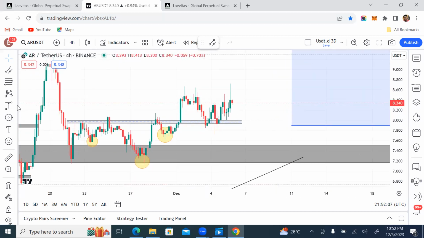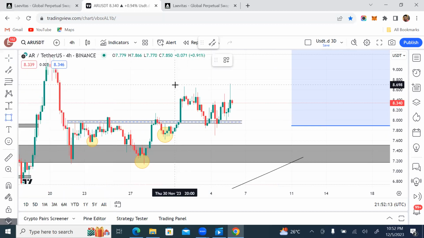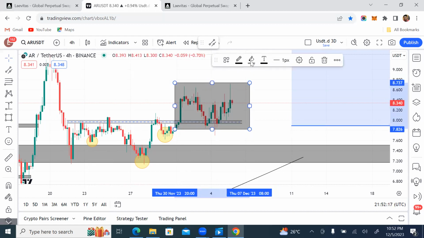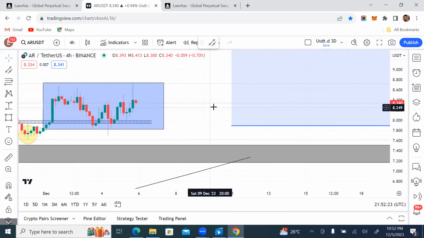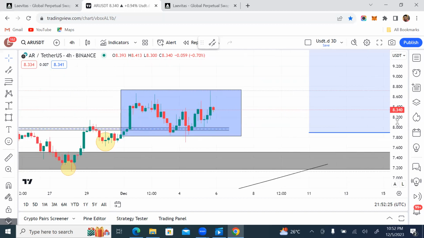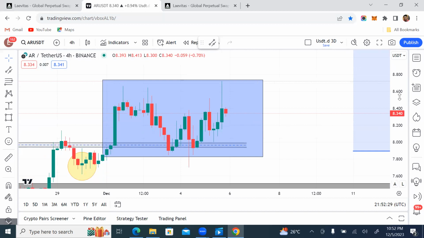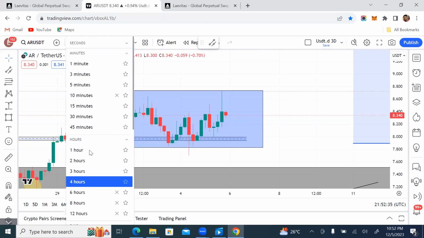Now, here's our primary concern. This region. I'll put this in blue. This region is our primary concern. So this is what we want to be looking at. We want to be looking at this particular region. So what exactly is going on here? Let's scale down to 1 hour.